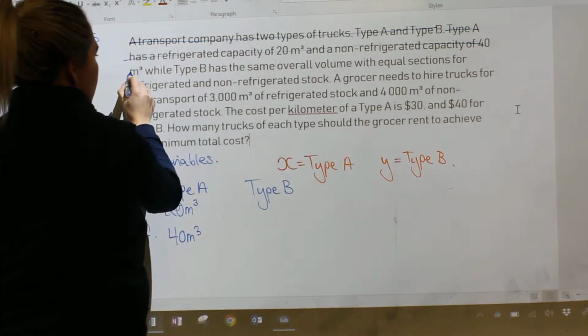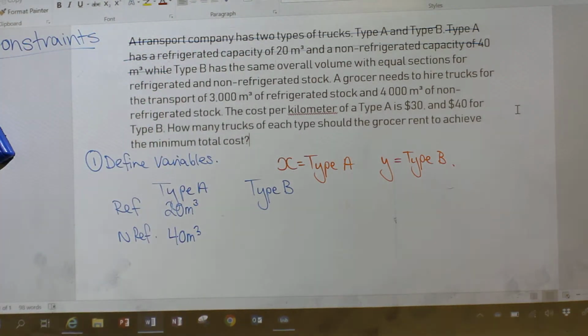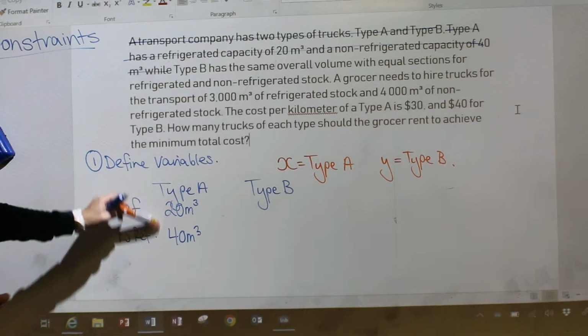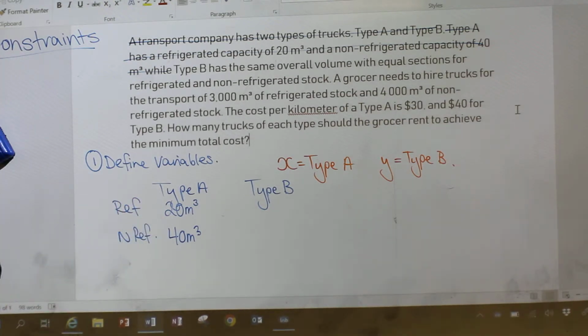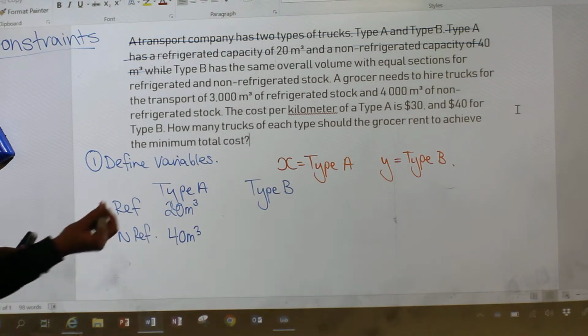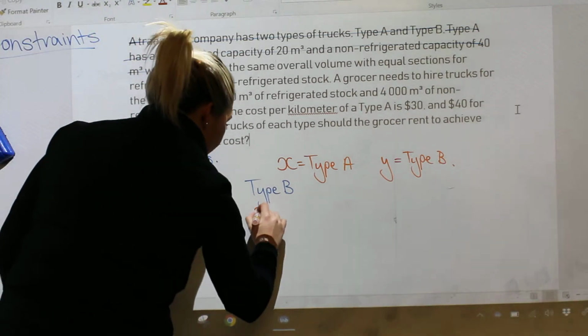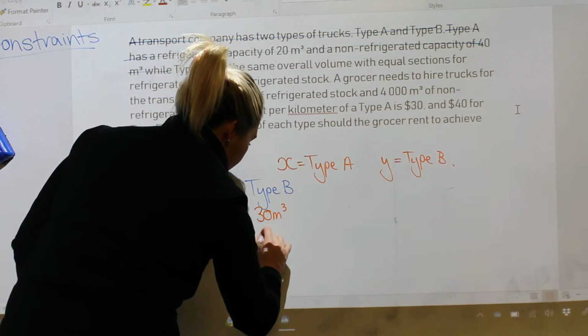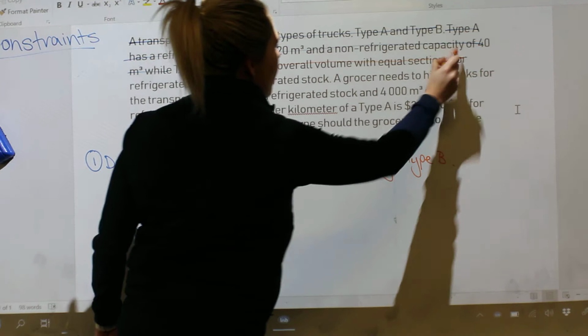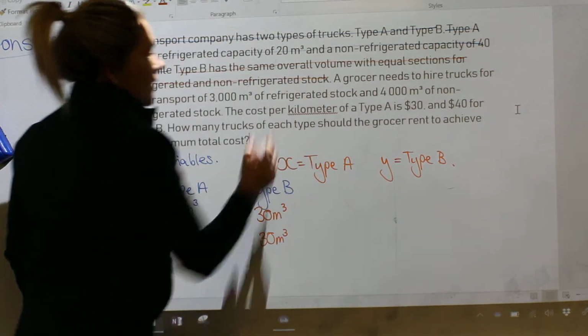While type B has the same overall volume, with equal sections for refrigerated and non-refrigerated. Type A, it's giving you the total. My total capacity in this truck is 60 metres cubed, so 60 metres cubed goes in here. If type B has an equal amount in both, then type B must have 30 metres cubed and 30 metres cubed. We're going to go from that.